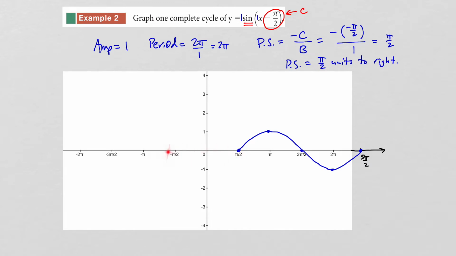Now, if I want to fill in the rest of my graph here, as we move to the left, we know it's going to go to a minimum value here, and then back up to the x-axis, back up to a maximum, back to the x-axis, and back down to a minimum. So if I fill in all of those points here, the graph is going to look like this. But the important thing that I want to point out is that it's the same as our sine graph, but notice that it has been shifted to the right pi over 2 units.